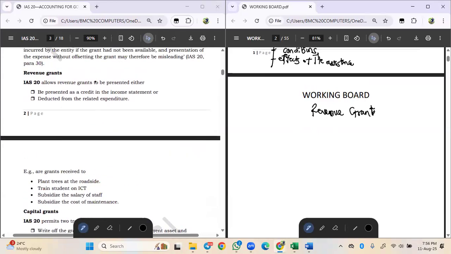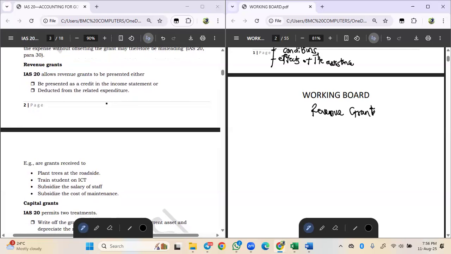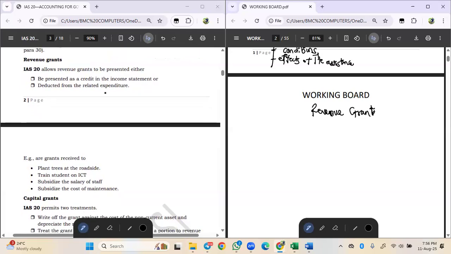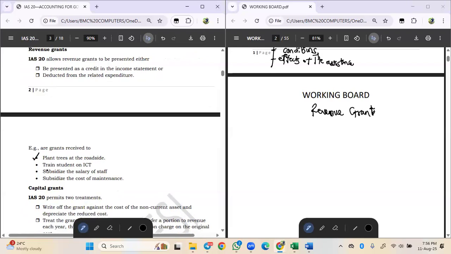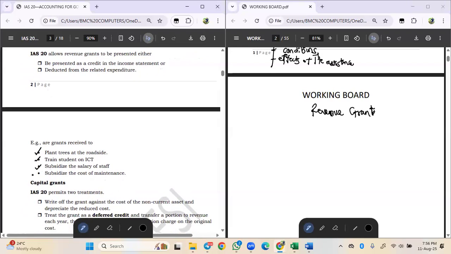We are saying that the standard allows revenue grants to be presented either as a credit in the income statement or deduction from the related expenditure. As I said, we are going to solve examples. We are going to know how this deduction or reduction approach works, and also the credit approach works. So the examples of this revenue grant are what? They are received to: one, plant trees at the roadside; two, train students on ICT; subsidize the salary of staff; subsidize the cost of maintenance. So these are all examples of the revenue grant.